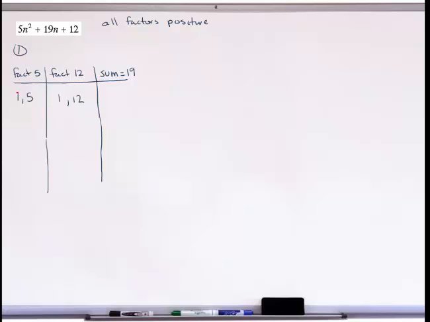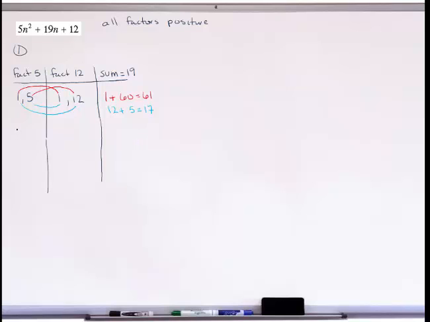Again, I'll do first times first. 1 times 1 is 1. And then second times second. 5 times 12 is 60, and that will give me 61. Obviously, that's not 19. So then I'll do 1 times 12, which is 12, and 5 times 1, which is 5, and that's 17. Closer, but still not correct. When that happens, we need to try a different set of factors.